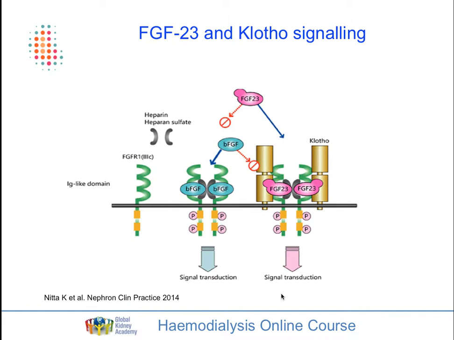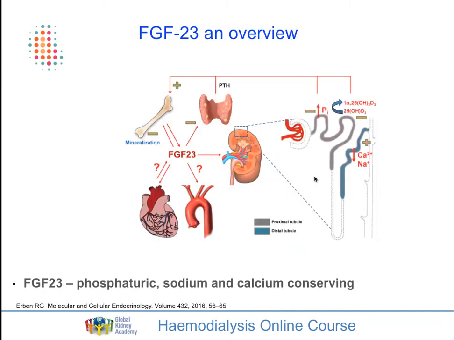So how does FGF-23 signal? FGF-23 is released from the bone, the osteocytes and osteoblasts, and acts predominantly in the renal tubules. Okay, so it binds to the FGF-23 receptor, but for FGF-23 signaling to take place, you need the presence of this transmembrane protein called Klotho. Klotho is absolutely required for FGF-23 signaling to take place, and the kidney is an important source of Klotho in the systemic circulation.